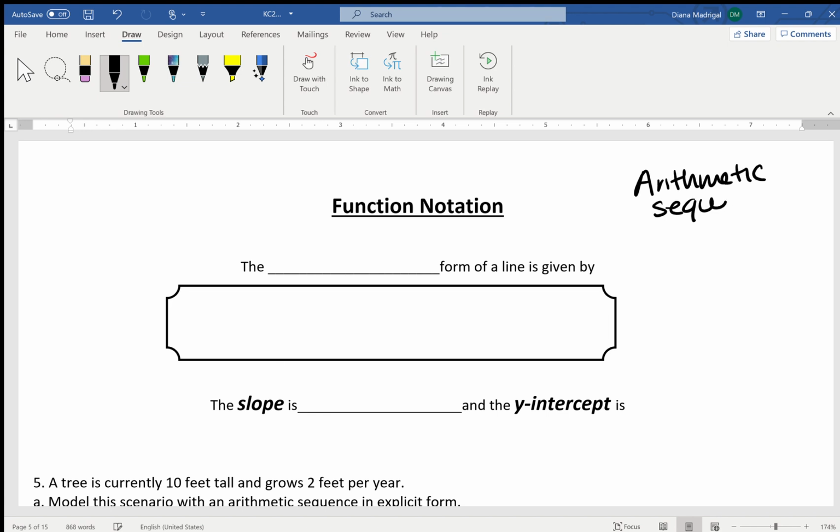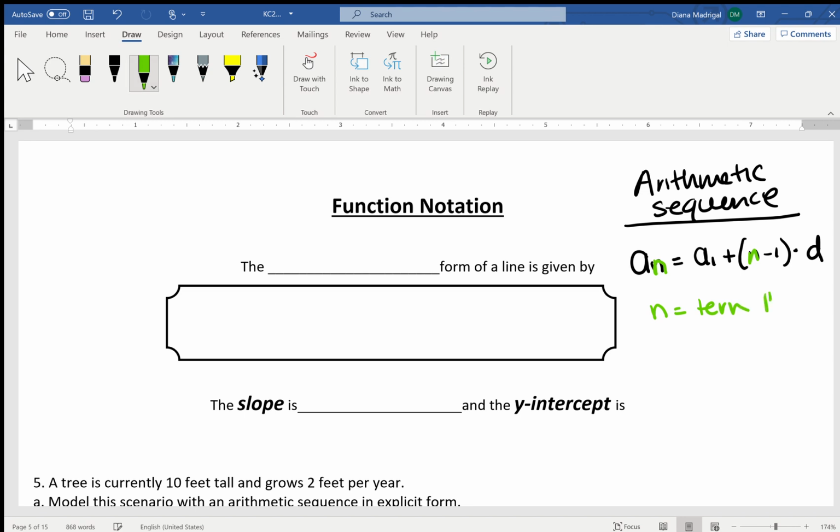I'm just going to give you a review of what this sequence looked like. I'm pretty sure you guys remember a_n equals a_1 plus parentheses n minus 1 times d. I explained to you that n is a term number, and in case you forgot, make sure you're writing this down. All right, and then I had a_1. a_1 is the first term in the sequence.